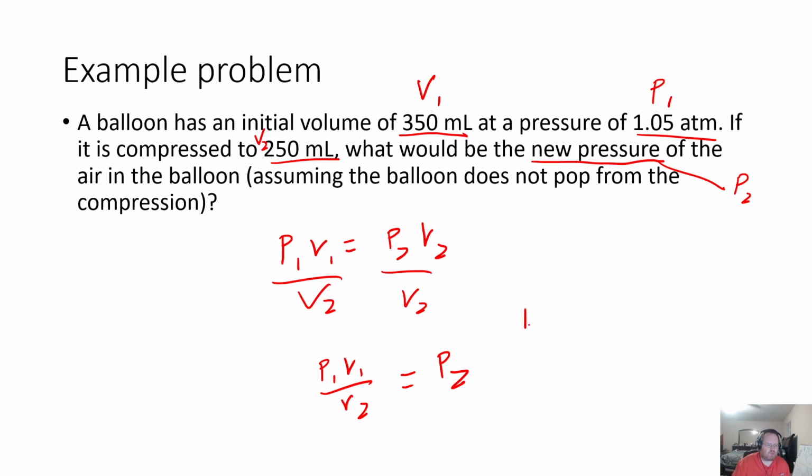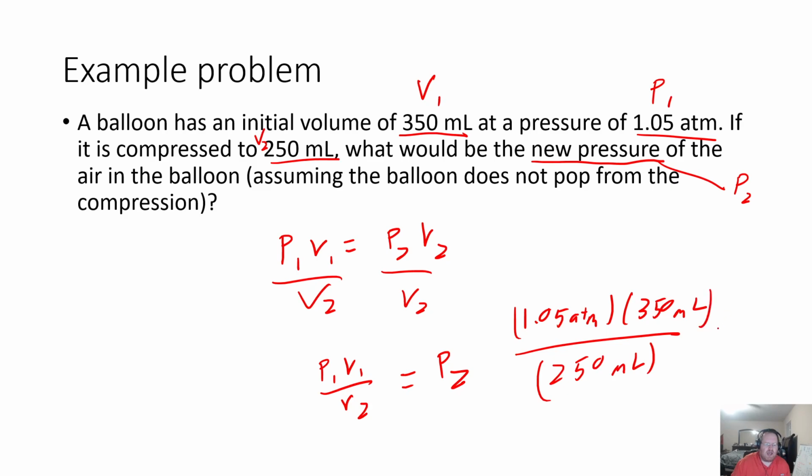So for this one, we have 1.50 atmospheres. V1 is 350 milliliters. And then V2 is 250 milliliters. Note, it is helpful to write the units here and make sure you're paying attention to which is V1 versus V2. The most common errors are just to flip these things. So it helps to actually label it on your problem. The volumes here will cancel. And so we have 1.05 times 350 divided by 250.